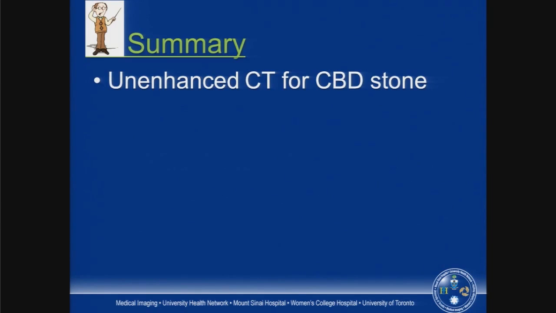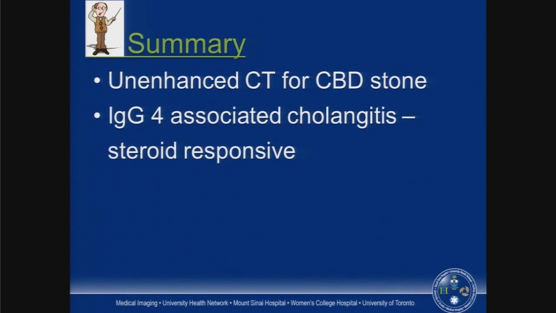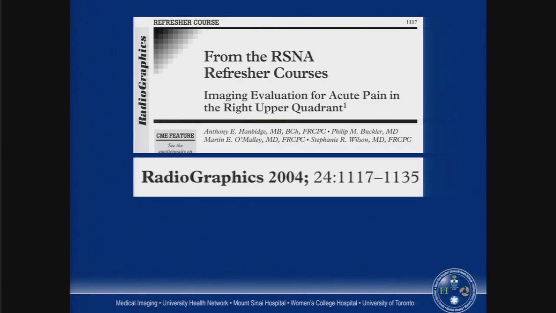Unenhanced CT, if you decide to do CT because you can't visualize a suspected stone with ultrasound, remember IgG4 associated cholangitis. It can mimic PSC and it's steroid responsive, so you don't want to miss the diagnosis. Small gallbladder polyps you can dismiss. And if you have a further interest, this is a paper. It's now getting a little dated, but I think it's still relevant today if you want to read a little more.